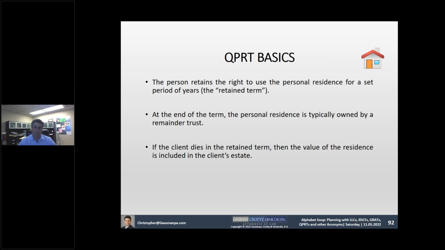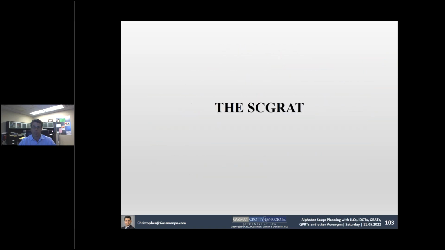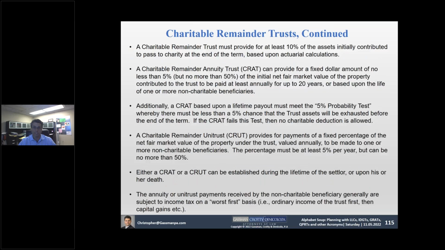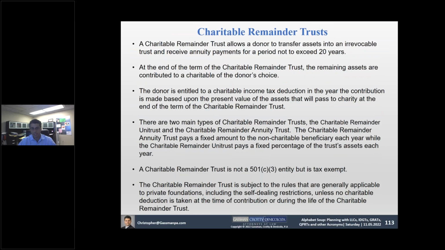So that's the QPRT, the very fundamental aspects of a QPRT. I'm going to skip over the SCIN on account of time. Alan has given talks on the SCIN itself, and I'm sure we'll do one again soon, but it is kind of a hybrid of the GRAT and the installment sale. And if you have any questions on that, or if you'd like more information, I'm happy to send you the link to our discussion on the SCIN.